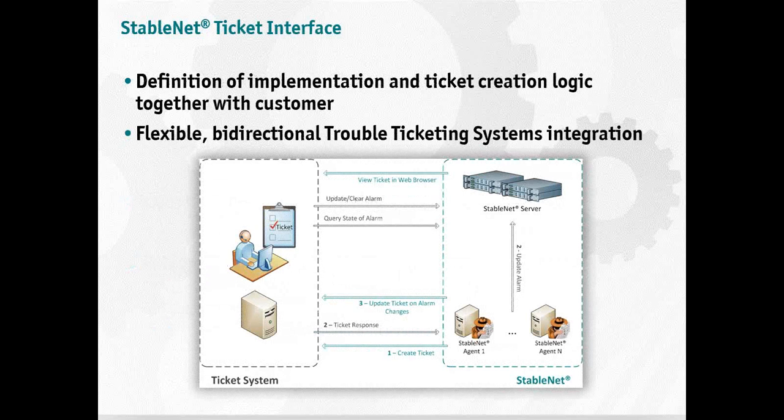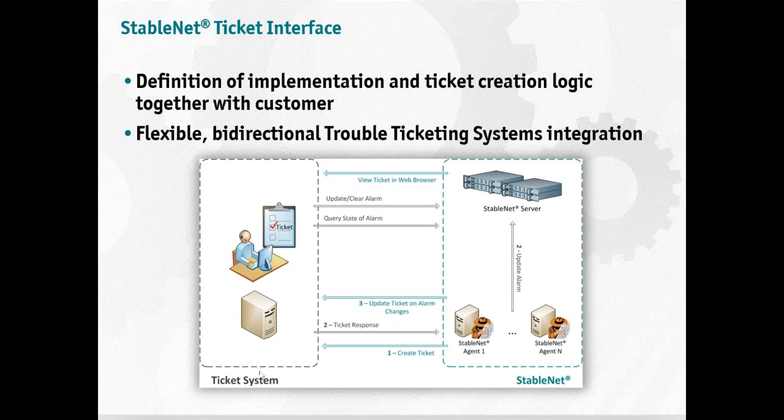We discussed earlier that the ticketing systems are very different and have different interfaces, so our approach is to define the implementation and also the ticket creation logic, which has to be compliant with the internal processes, together with the customer. The end result will be a flexible bidirectional trouble ticketing system interface that will suit the customer's needs. The workflow of a usual trouble ticketing system interface is shown in the graphic below.